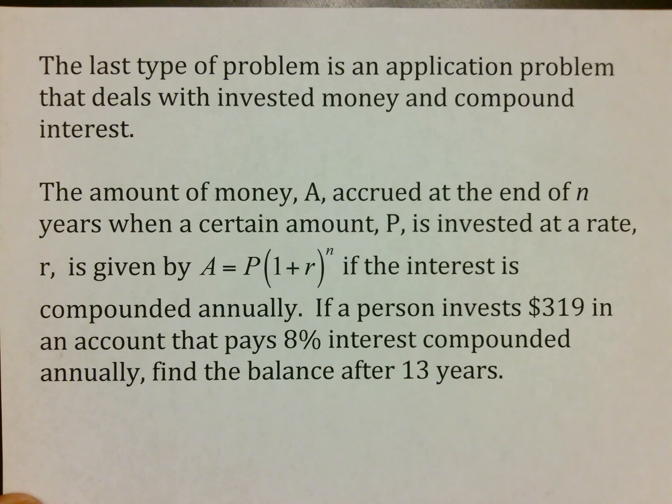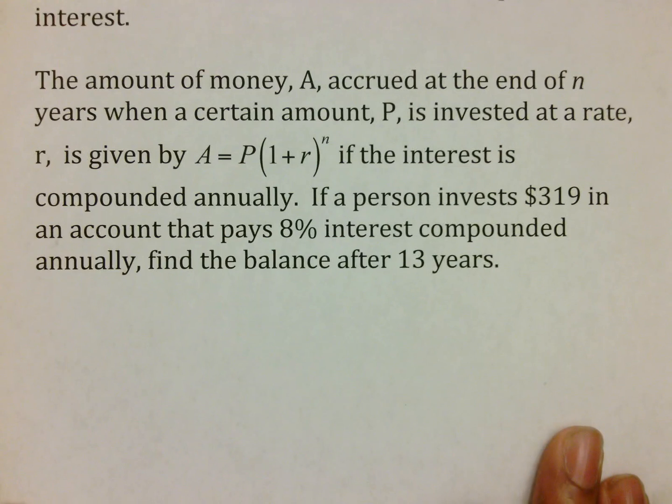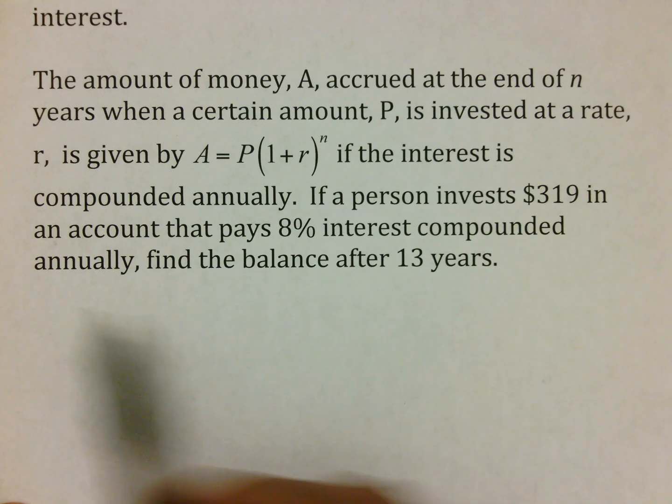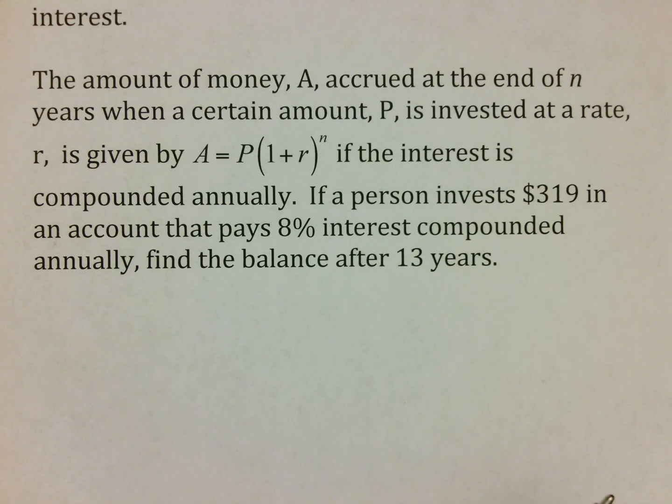The last type is an application problem that deals with invested money and what we call compound interest. Again, we're just going to work this out and talk about it. You've actually seen this question in 7.6, but it's just a different formula. The amount of money accrued at the end of n years when a certain amount P is invested at a rate R is given by the formula A equals P(1 + R)^n, if the interest is compounded annually. If a person invests $3.19 in an account that pays 8% interest, compounded annually, find the balance after 13 years.